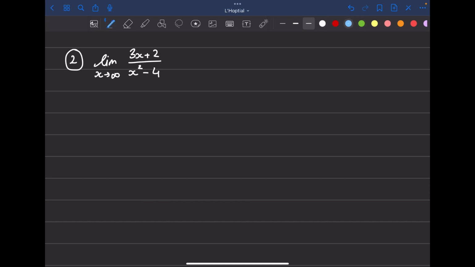So if you plug in x, you would have 3 times infinity plus 2 over infinity squared minus 4. If you actually evaluate this, 3 times infinity plus 2 is still infinity. That's how infinity works. Then infinity squared minus 4 is still infinity. So since we have infinity over infinity, we can use the L'Hopital rule here. So let's write that down.